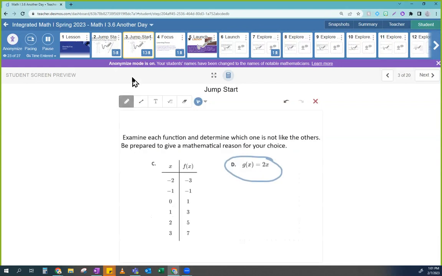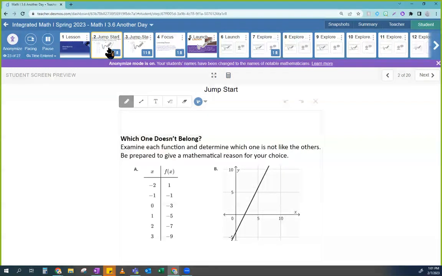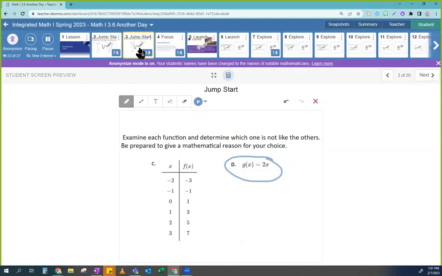I want you guys to be so good at observing that you should be able to rattle these things off. So I'm going to pick D and list just the first four things that come to my head. D doesn't belong because it's the only one represented as a function, as an equation, right? All the other representations are tables or graphs. D is also different because it's the only one that goes through the origin. You guys all see that? This is the only one that goes through the origin.